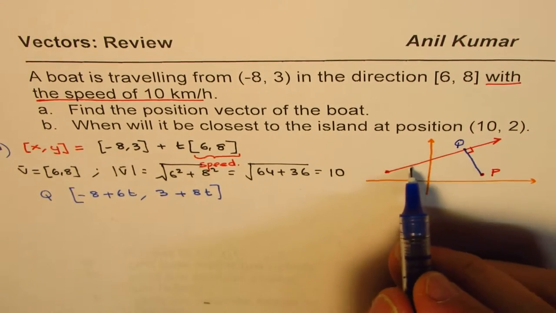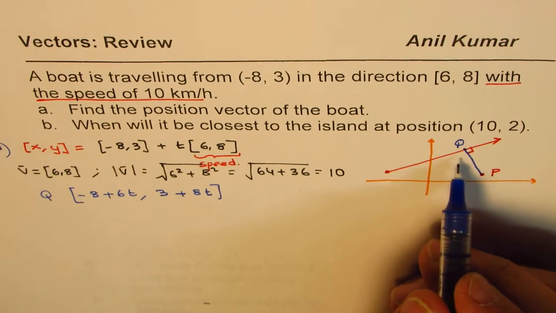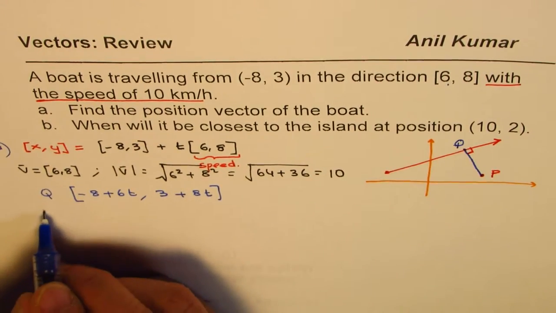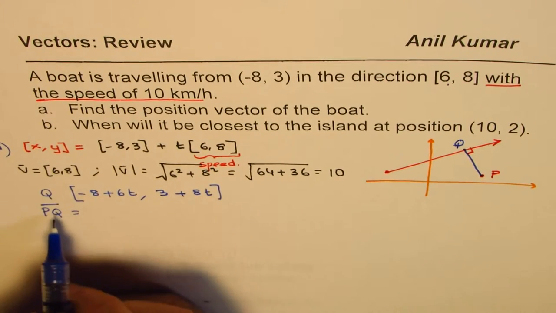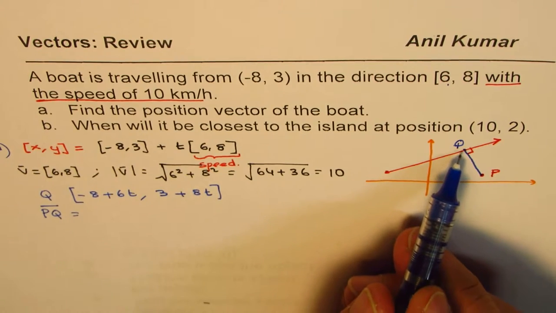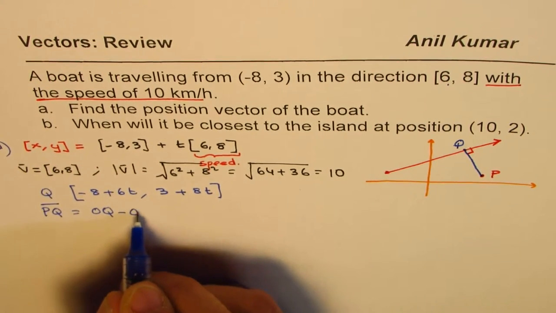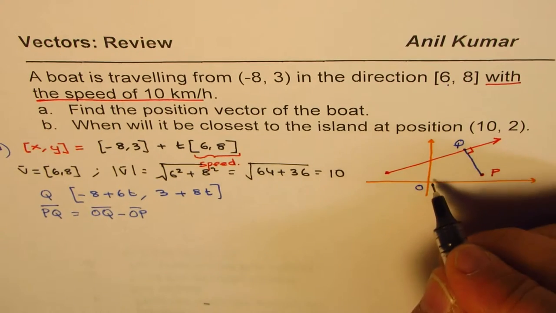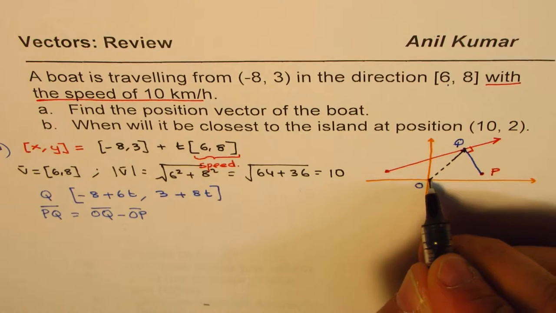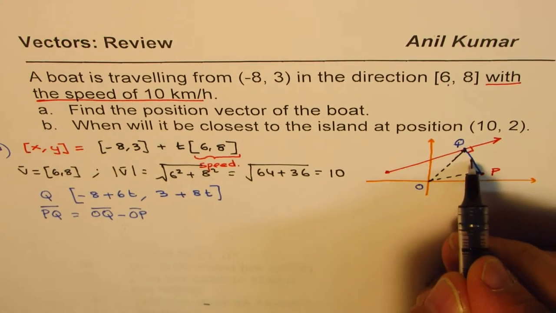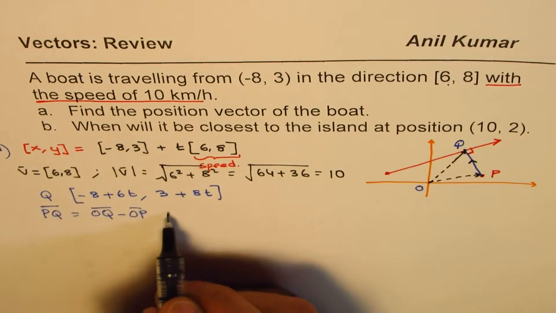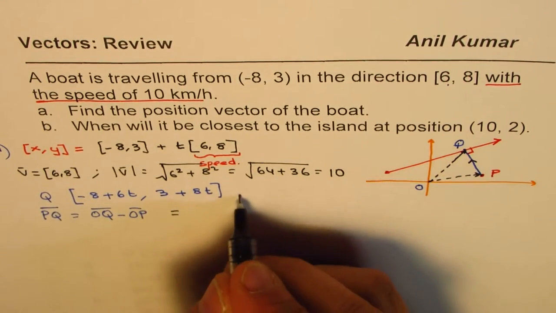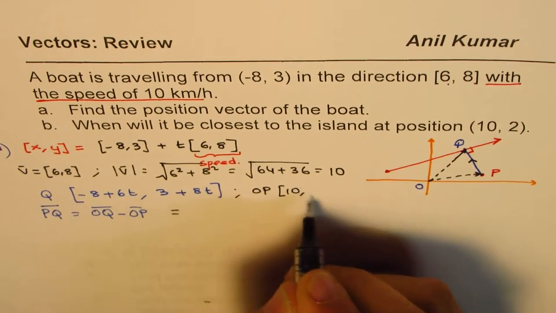Now if it forms 90 degrees, then the dot product of this direction and PQ is zero. What is PQ? Let's write down what PQ is. PQ will be OQ minus OP, where O is the origin. That gives you PQ. OQ is this, and OP is given to us as (10, 2). So we are also given OP, the position vector, (10, 2).